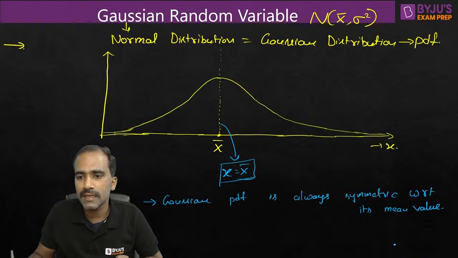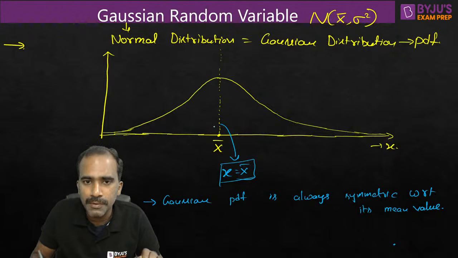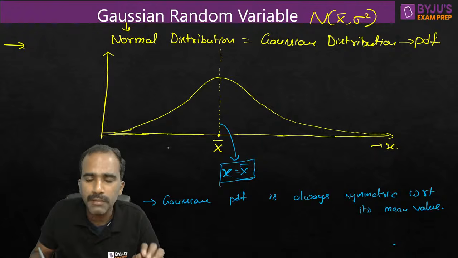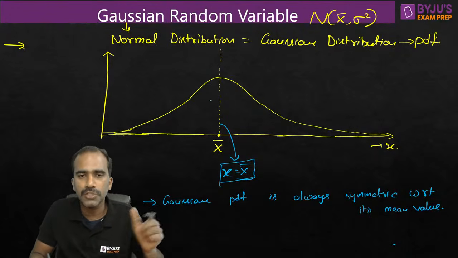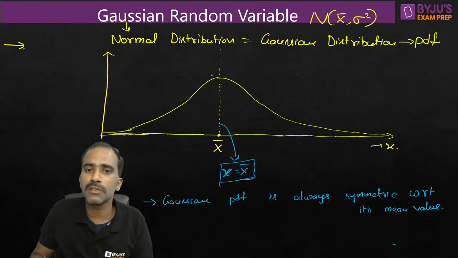So place the midpoint of this Gaussian function at whatever the mean value is. Or if you know the Gaussian function, observe the point with respect to which it is symmetric; that point will be the mean value. Very easy. Whenever a Gaussian shape is plotted, it is easy to figure out the mean value. Or if you know the mean value, you can plot the Gaussian function.